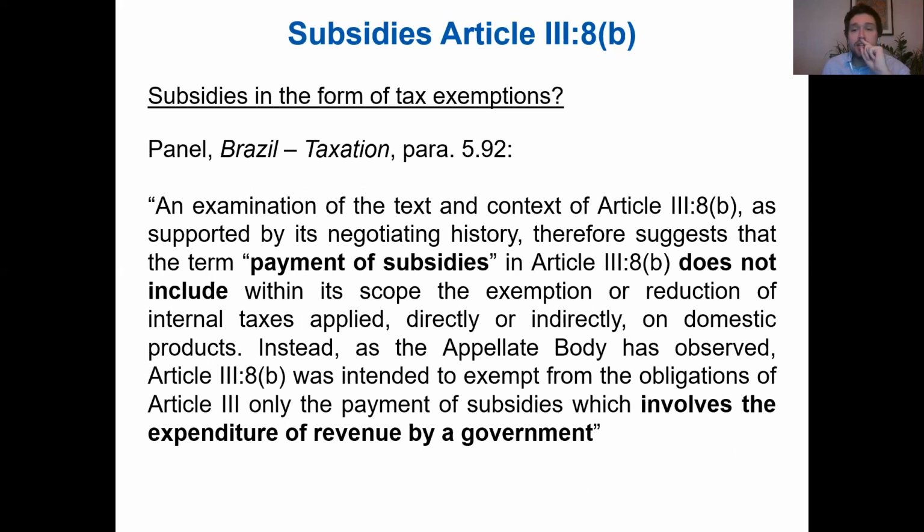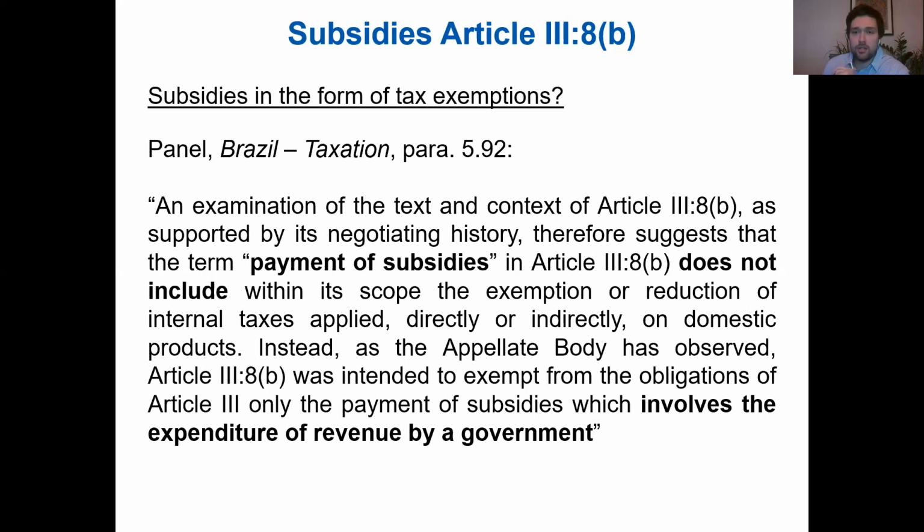Here is the reading that was adopted by the panel in Brazil taxation case. An examination of the text and the context of Article 3.8b, as supported by its negotiation history, suggests that the term payment of subsidies, it says payment of subsidies. Keep in mind this word payment.